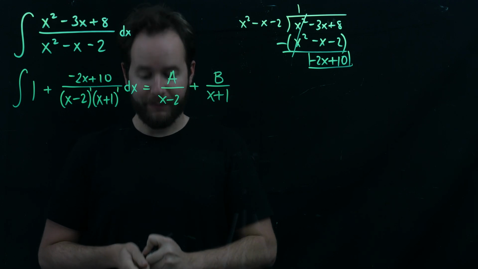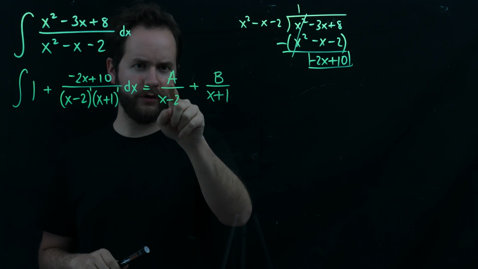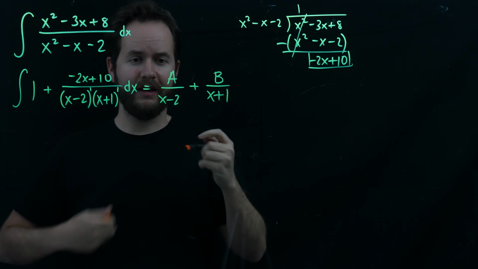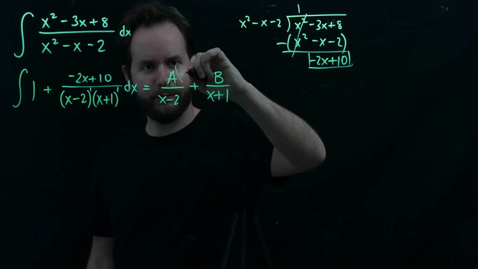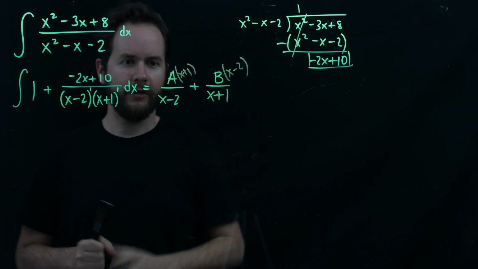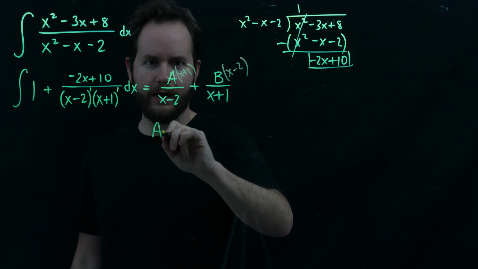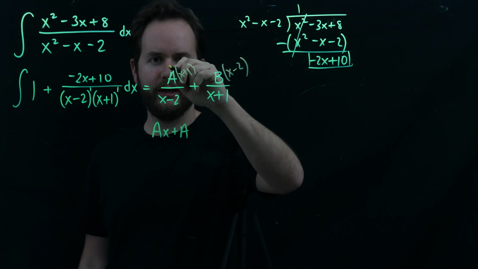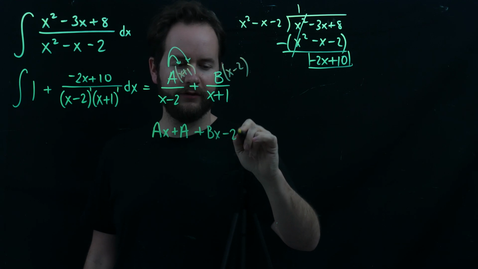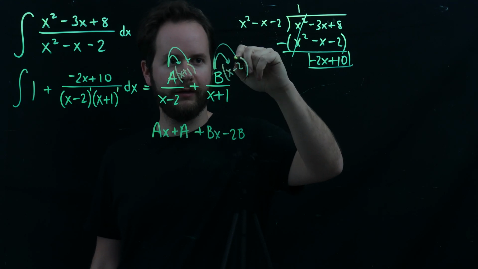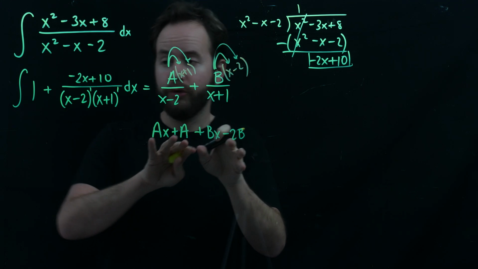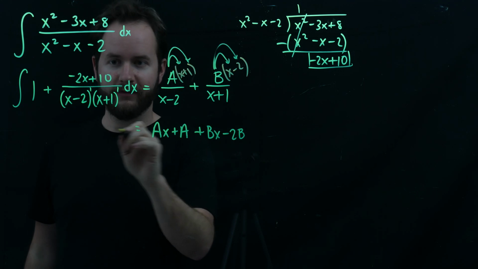All right, now, the next step is to get a common denominator with these terms. And notice, a needs an x plus 1 that it doesn't have, and b needs an x minus 2 that it doesn't have. So I'm going to give a an x plus 1, and the b is going to pick up an x minus 2. In doing so, the numerator becomes ax plus a. I'm just distributing the a to the x and to the 1. And I have plus bx minus 2b. So I'm distributing the b to the negative 2 as well. All right, now, we set this numerator equal to our original numerator, which was negative 2x plus 10.